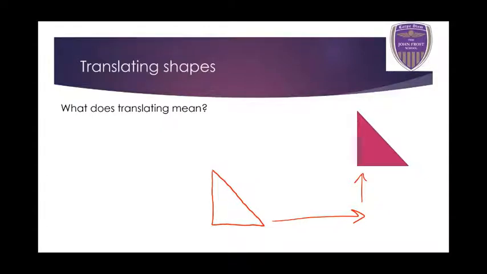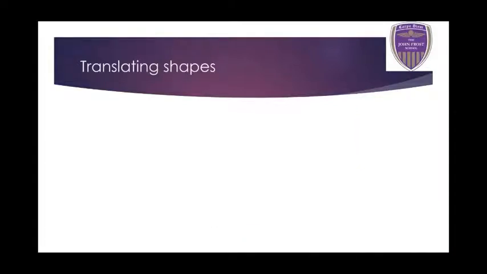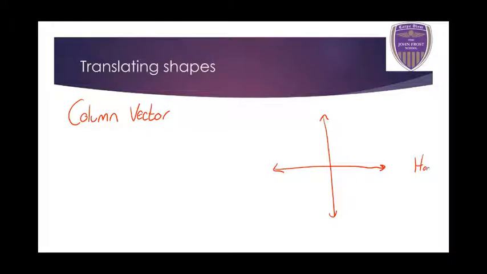So in this case, we're going to use something called column vectors. So what is a column vector? Well, a column vector is what we use to give instructions on how we move things on a graph, okay? So if we think about a graph, we have 2 axes on a graph. We have the horizontal axis and we have the vertical axis. The horizontal is this one, and the vertical is this one. So horizontal goes left to right, vertical goes up or down, okay?